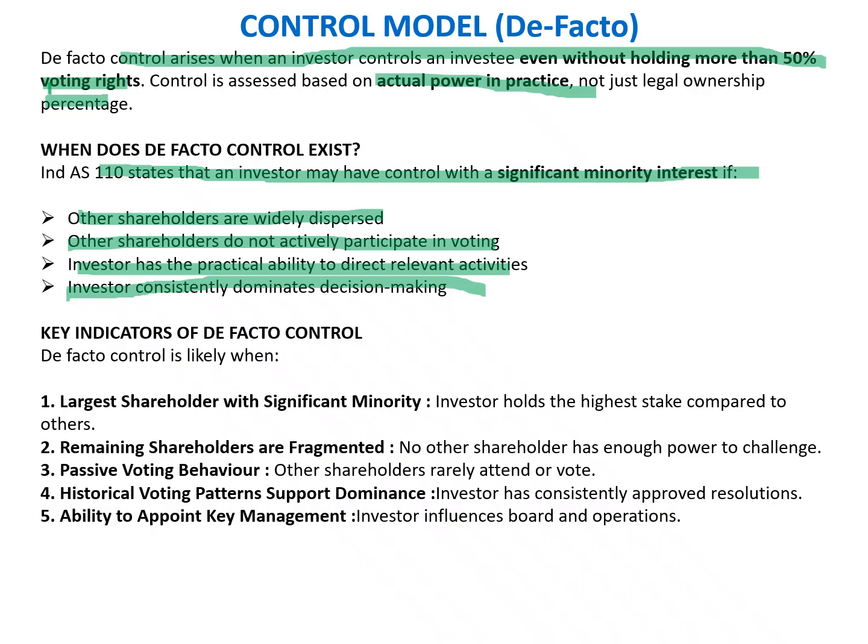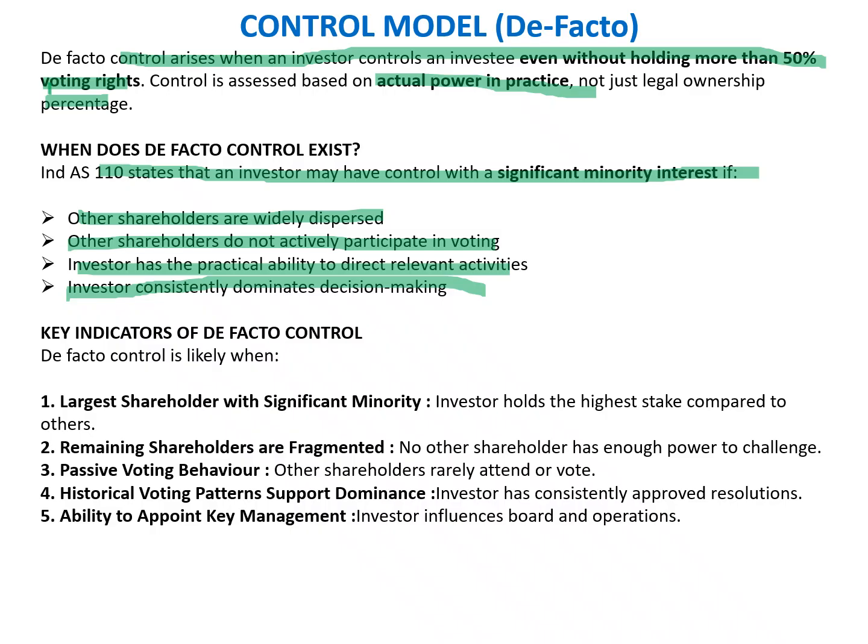So which means that, let's say an entity holds a 40% share in another entity, and the rest of the shareholders are widely spread and not participating in the voting, and this entity normally participates in all the decisions and voting. Then this entity will have de facto control over the investee, and in that case it is deemed to be the parent of the subsidiary, and it has to report the consolidation based on the procedure prescribed under Ind AS 110.